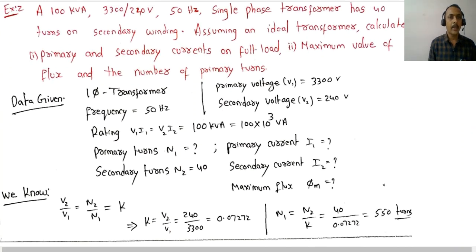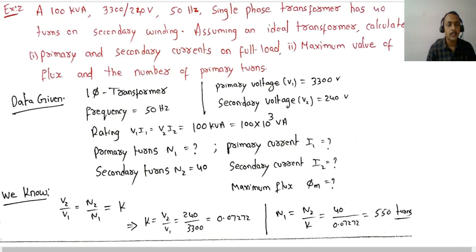A 100 kVA, 3300 by 240 volt, 50 Hz single phase transformer has 40 turns on secondary winding. Assuming an ideal transformer, calculate primary and secondary currents on full load. And the next one is maximum value of flux and number of primary turns.